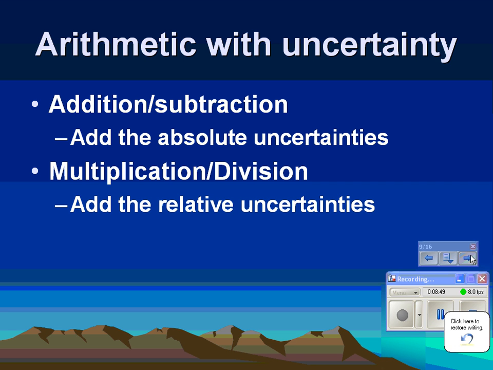The last thing that we need to talk about with uncertainties is how to deal with them mathematically. Whenever you add or subtract two numbers that have uncertainty, you add their absolute uncertainty. When you multiply or divide, you add the relative uncertainties. Okay?